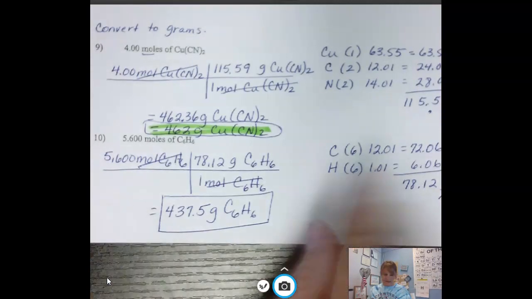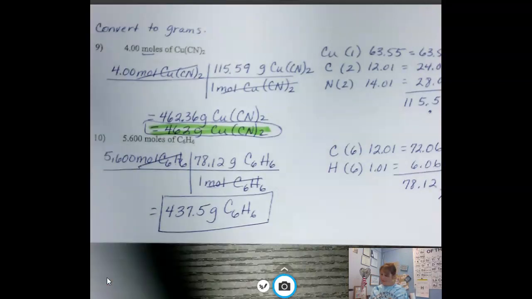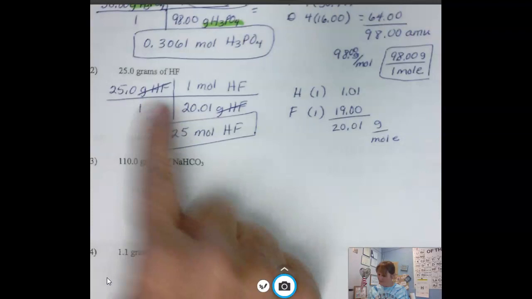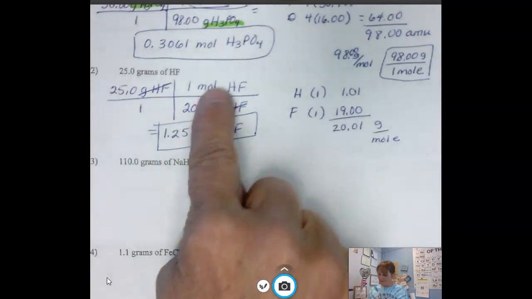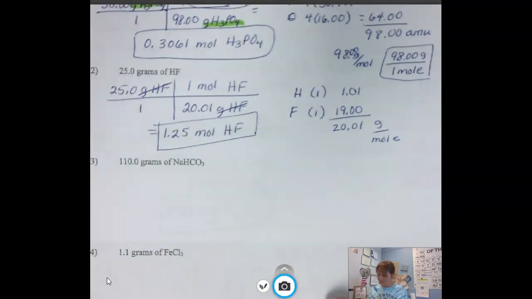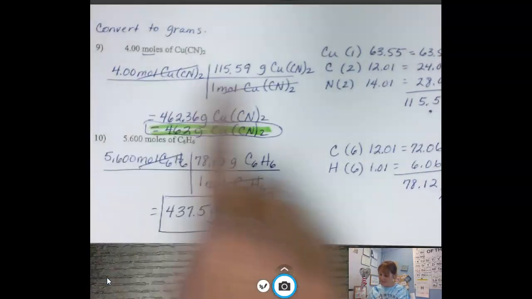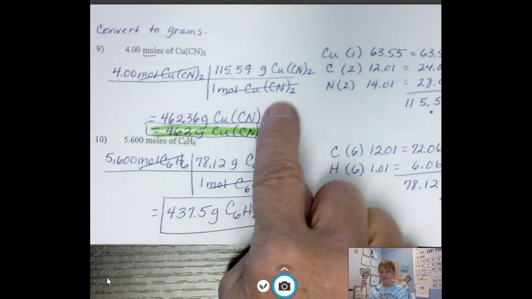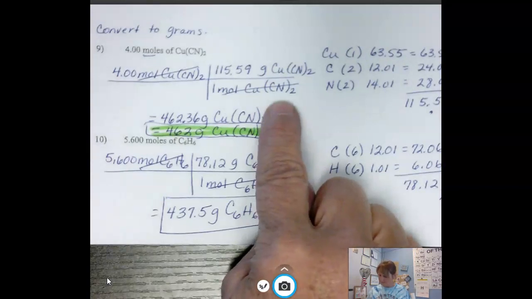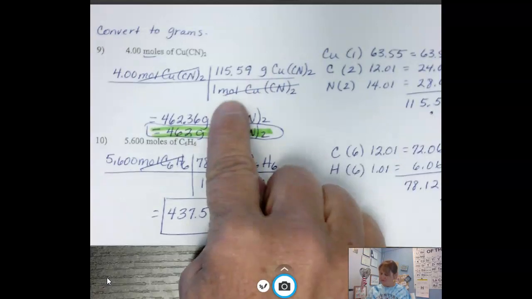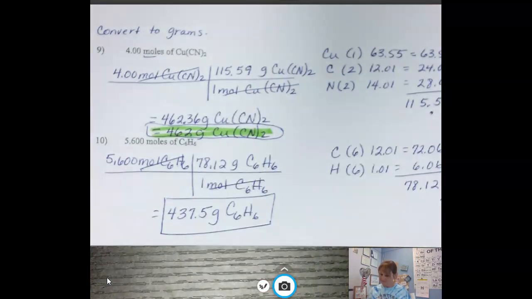Again, guys, the rule is, if I'm going from grams to moles, the grams is going to be in your denominator, your moles is going to be in your numerator. If you are going from moles to grams, we're just going to flip upside down our molar mass so that your grams is in the numerator, your moles is in the denominator. Okay, hopefully that helps you out and you can get some done.